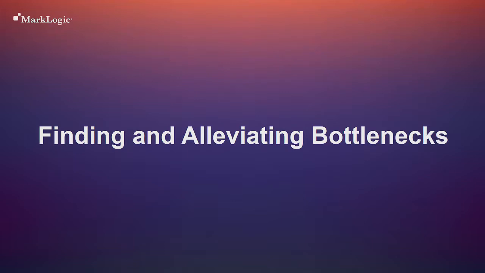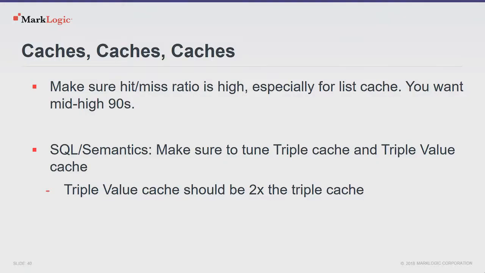Oops. All right, so finally, finding and alleviating bottlenecks. And again, this is a really big topic, and I'm just going to do a very brief overview here, but a couple of things to think about. The most important thing is probably your use of caches. Whenever you have to read something from disk, it's going to be much, much slower than if it's already in memory. So you really want to keep track of your cache hits and misses.